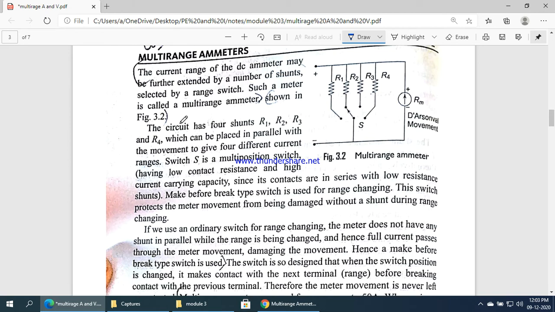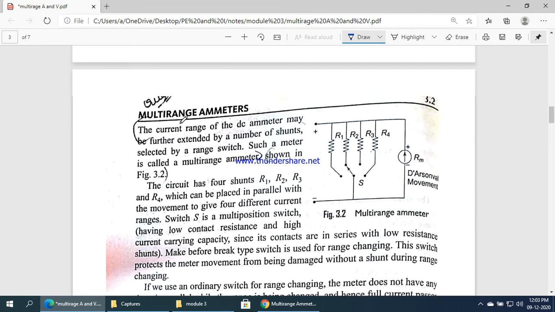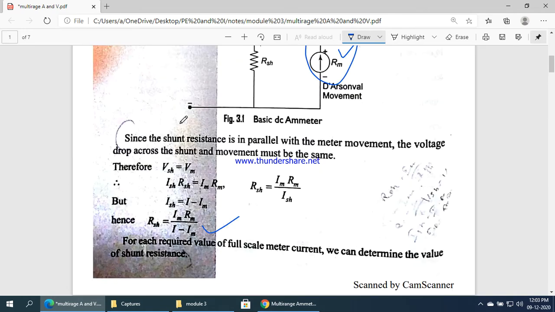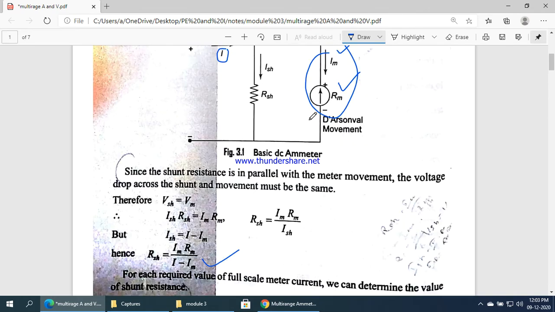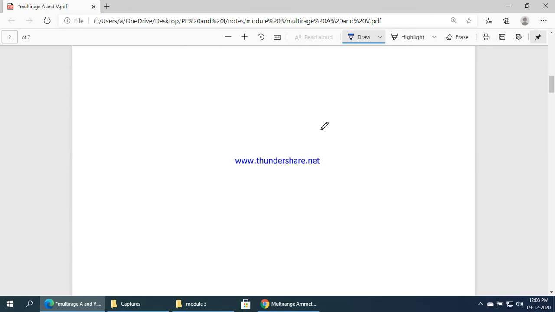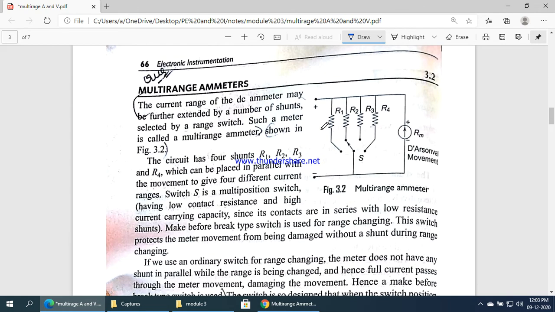So this multi-range ammeter. The basic D'Arsonval movement, the basic DC ammeter that we studied, is limited to a certain range, in the sense up to 1 milliamp we can measure. So this is the basic circuit of the DC ammeter. So this is basic, but this one is not there for our syllabus. For our syllabus, this particular topic, that is the multi-range ammeter, is there. So this is the circuit of the multi-range ammeter. The basic DC ammeter is limited to a single range.